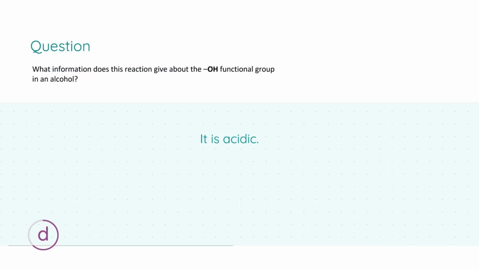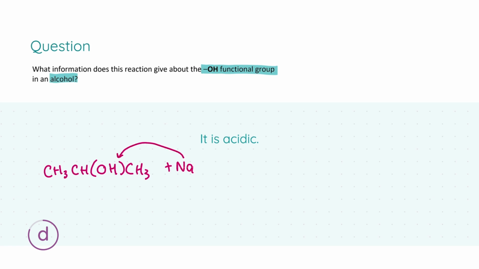This question asks us, what information does this reaction give about the OH functional group in an alcohol? The answer is that it's acidic. But why is it acidic? Because it donates a proton. It loses a proton. You can see that here, when you had your CH3, CH, OH, CH3, and then you had plus Na, the Na bonded here with the O, and it donated a hydrogen.